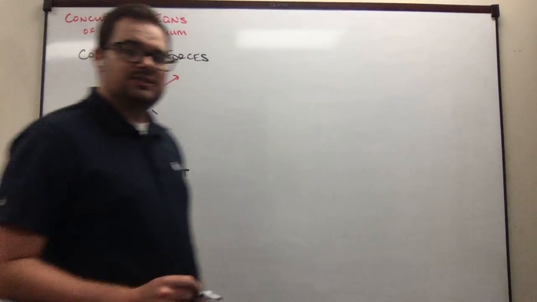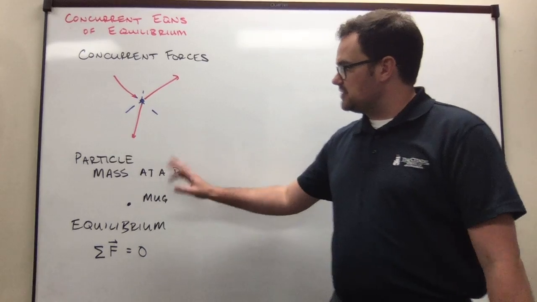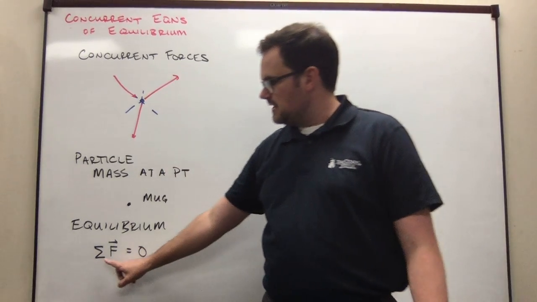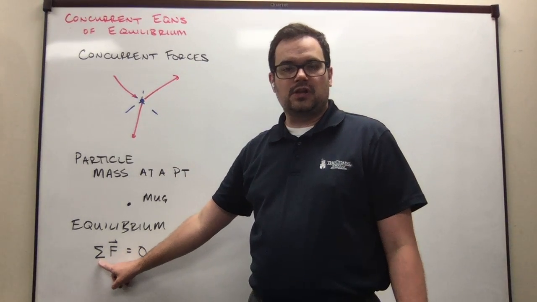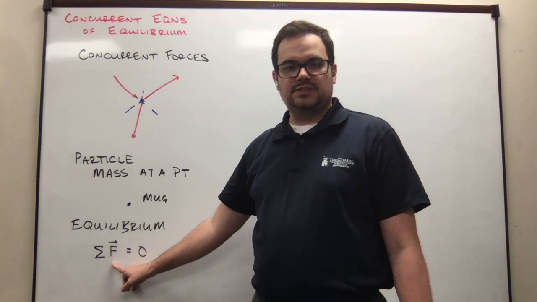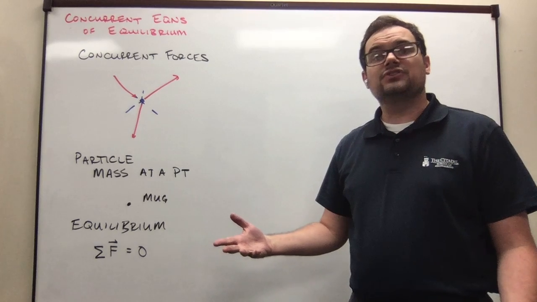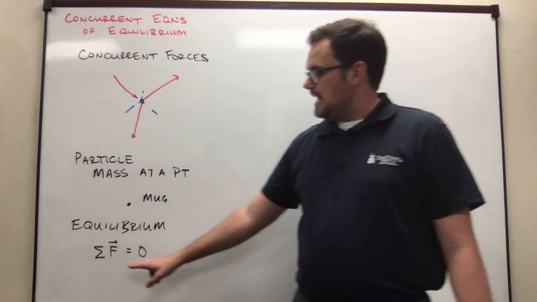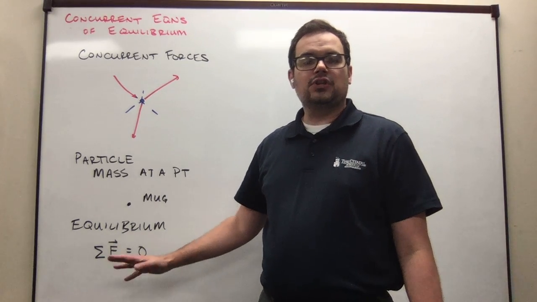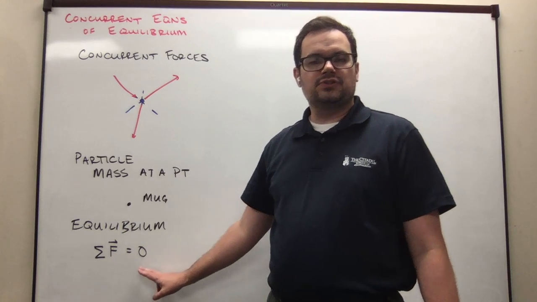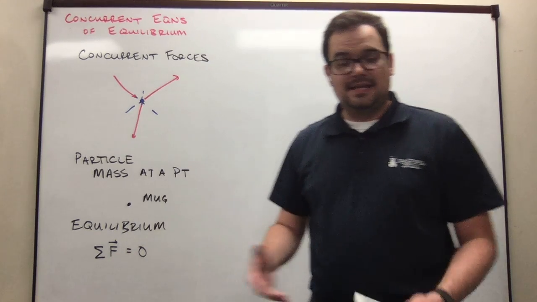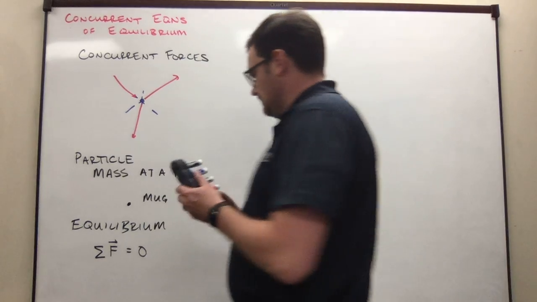All right, so here's the deal. This is our equation of equilibrium for concurrent forces. All we need is Newton's first law. The sum of the forces is equal to 0. This is a vector summation, so think of our resultant force work that we've done. But now what we're saying is that when we look at the whole system, all those forces are going to add up to 0, meaning that it's not accelerating and nothing moves.